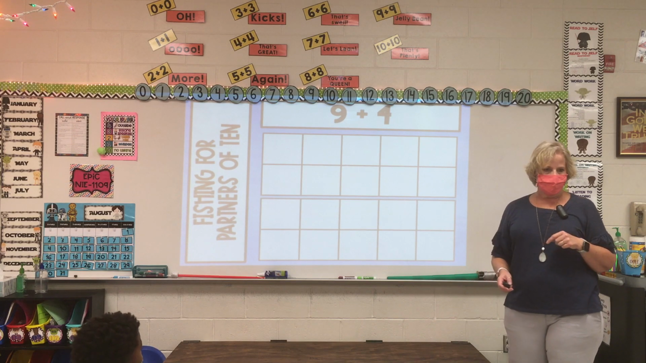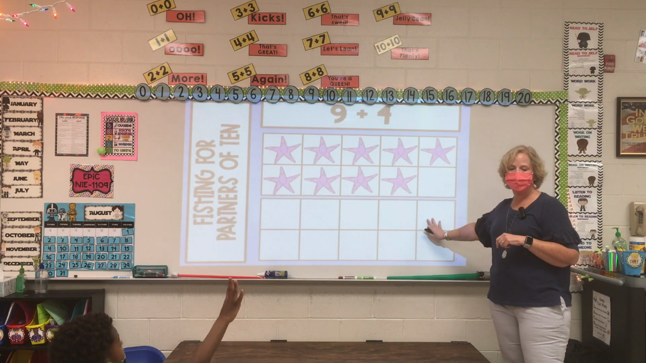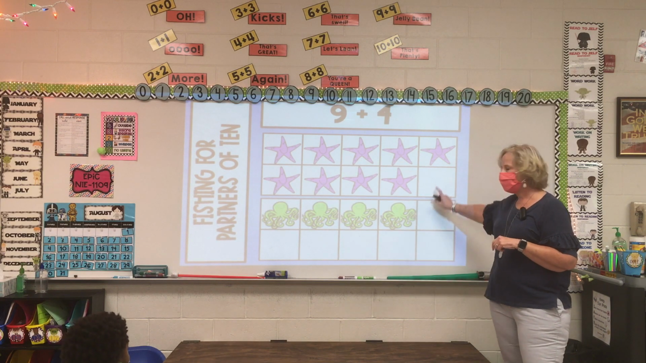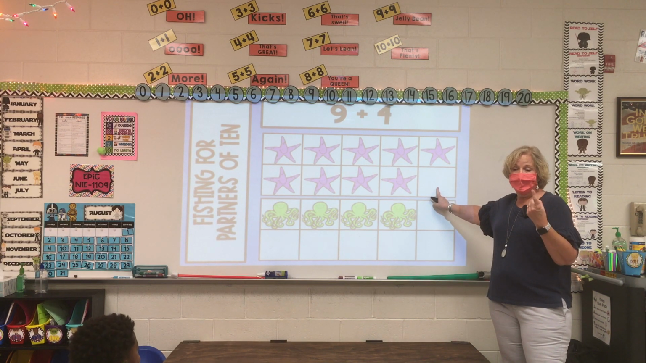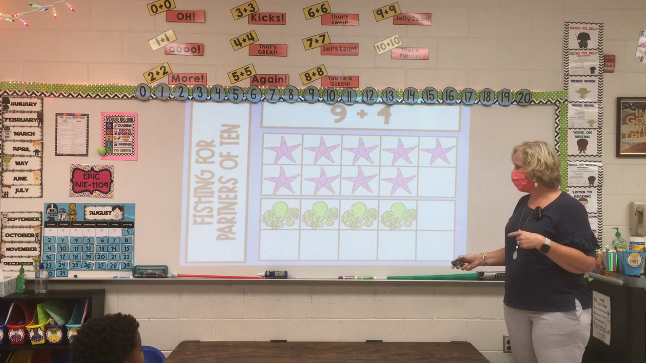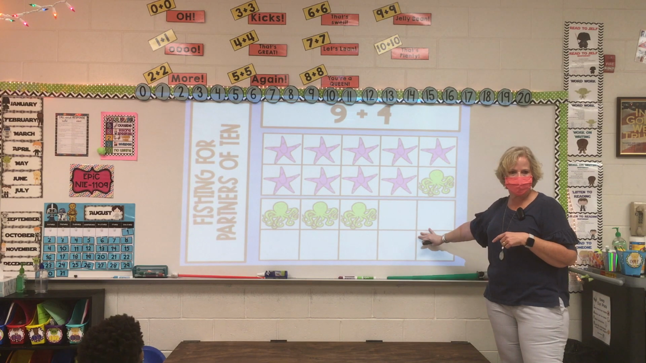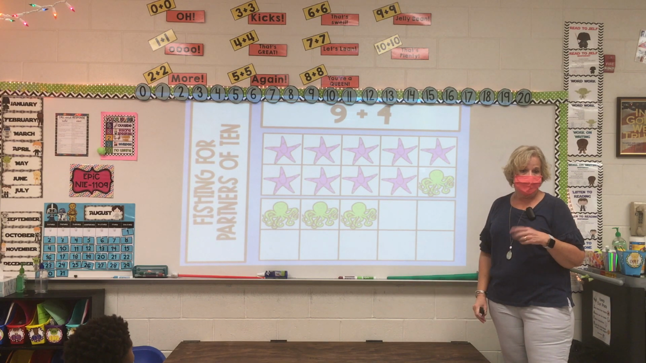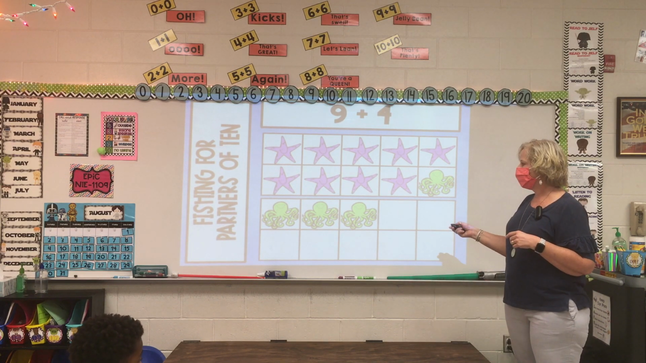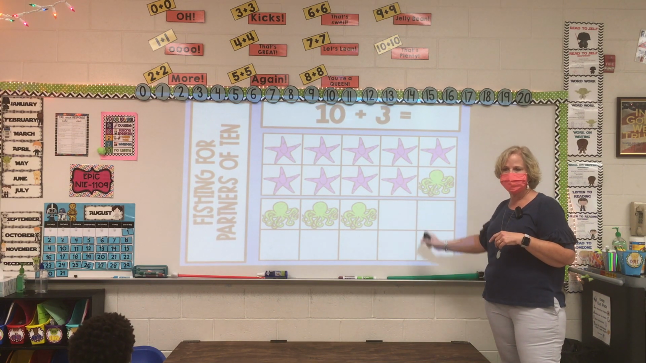9 plus 4. How many starfish am I? 9. How many octopus? 4. How many do I need to move up? Only 1. So my partner to 10 is 9 and 1. So now I have 10 here and 3 here. What's my answer? 13. So 9 plus 4 is 13. Another way we can think about that is 10 plus 3.